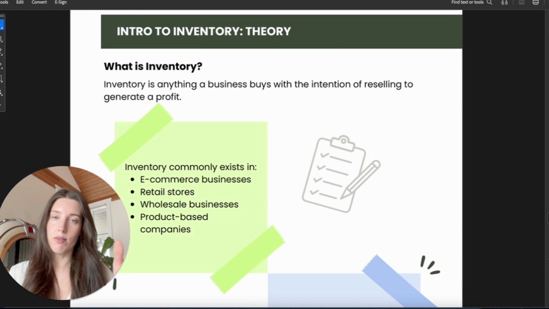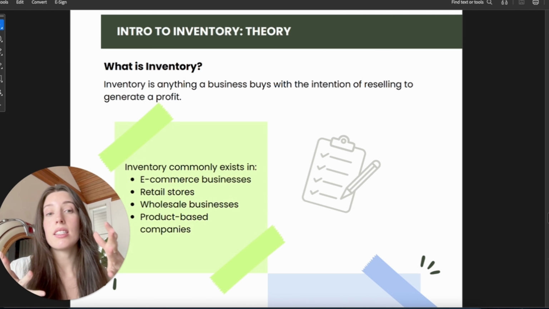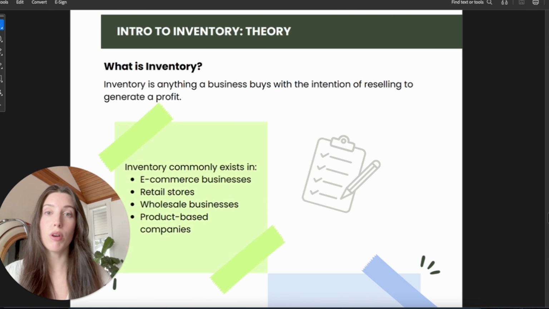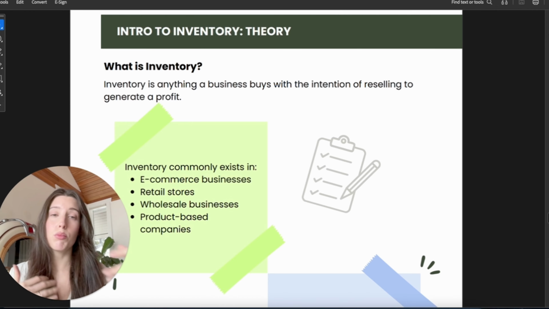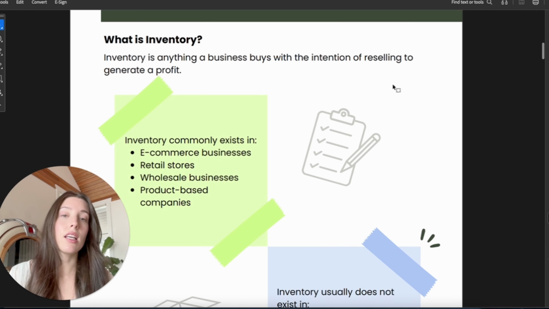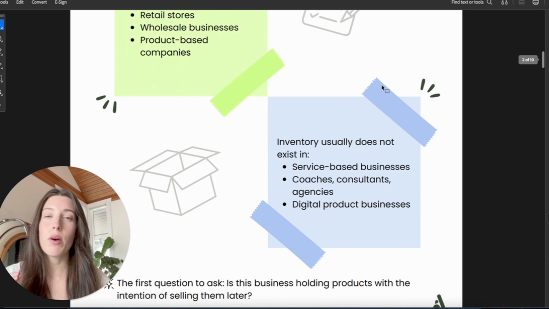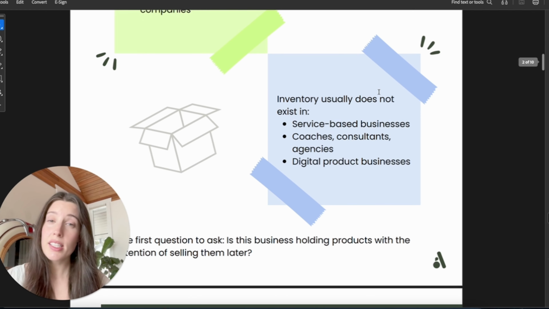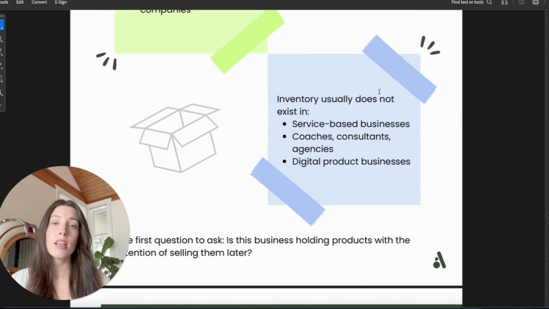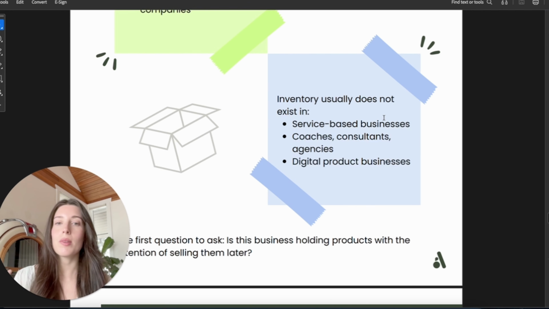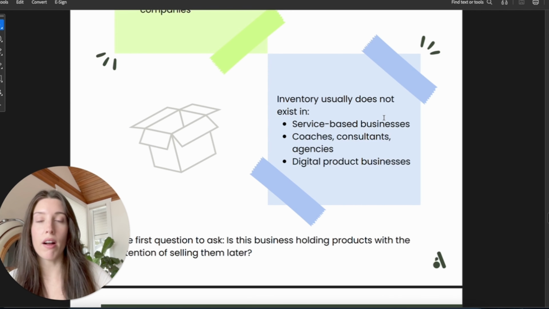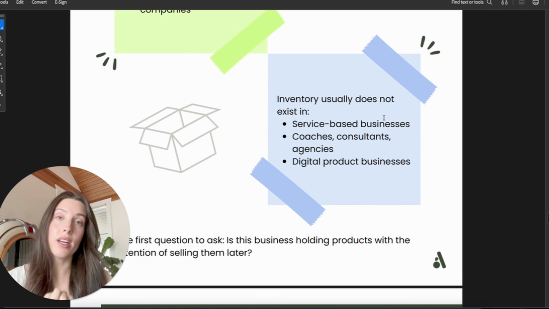So what is inventory? At its core, inventory is anything a business buys with the intention of reselling to generate a profit. This is most common in product-based businesses like e-commerce, retail shops, wholesalers, manufacturers. Now, if a business isn't holding products for resale, like a service-based business, inventory doesn't usually exist. So the first question you should always ask is: is this business holding onto products with the intention of reselling them later for a profit? If yes, then inventory exists.